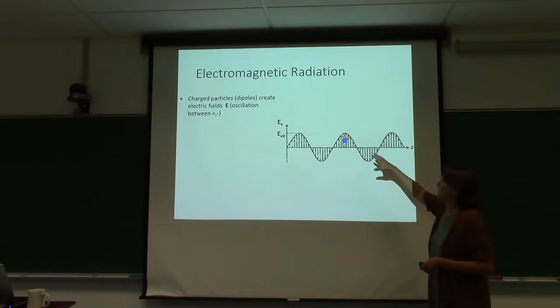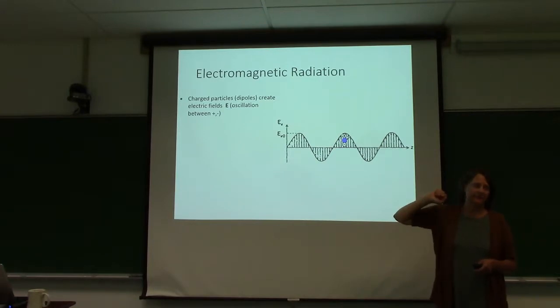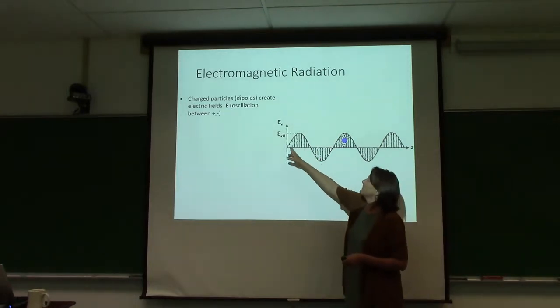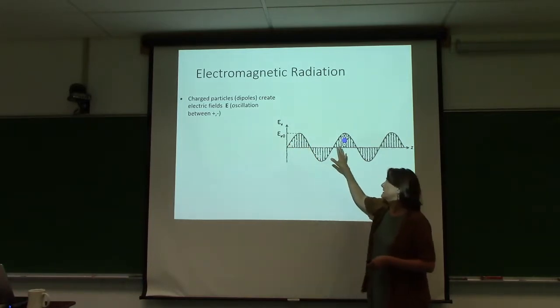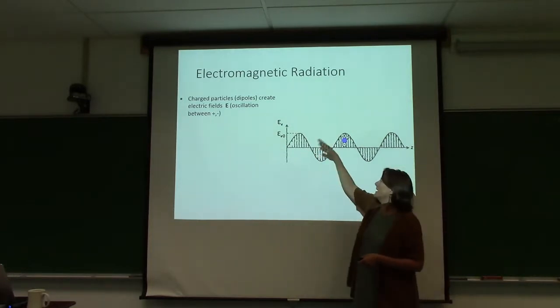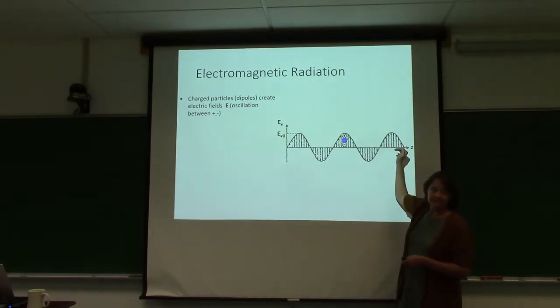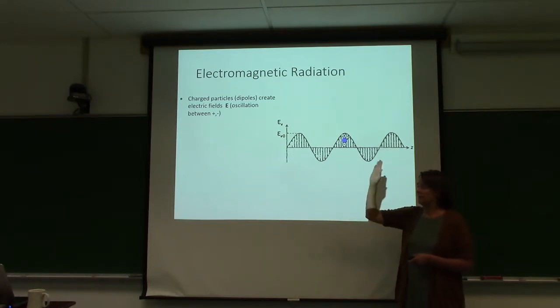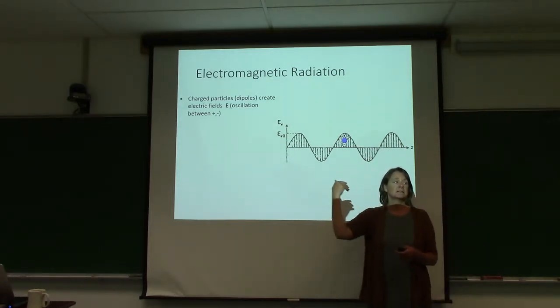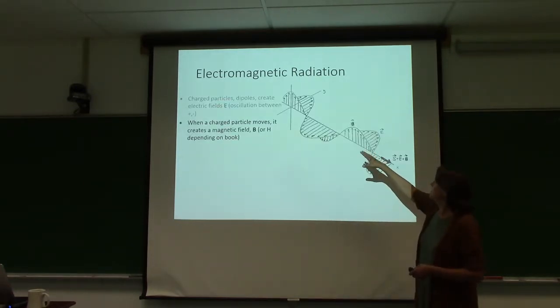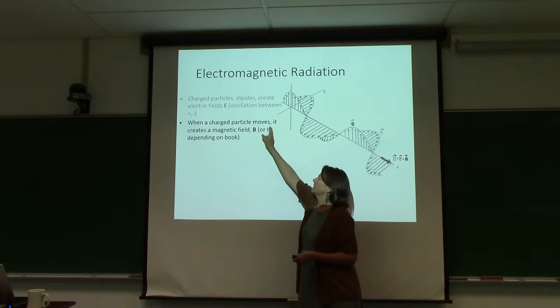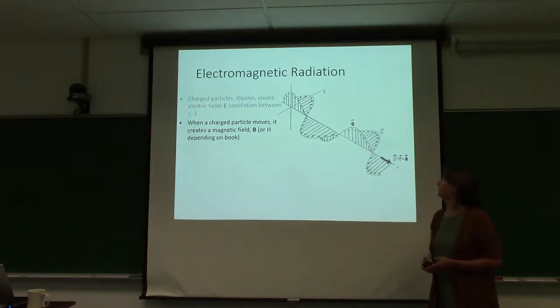When you have a charged particle, it's a dipole, and as it oscillates between plus and minus, it creates an electric field. This is the intensity of the electric field, and each one of these lines is a vector showing how it oscillates. You can think about this as a wave traveling in space, or, at one location, as oscillation as a function of time. When a charged particle moves, it creates a magnetic field, which you will see named either B or H, depending upon which book and what decade that book was written.